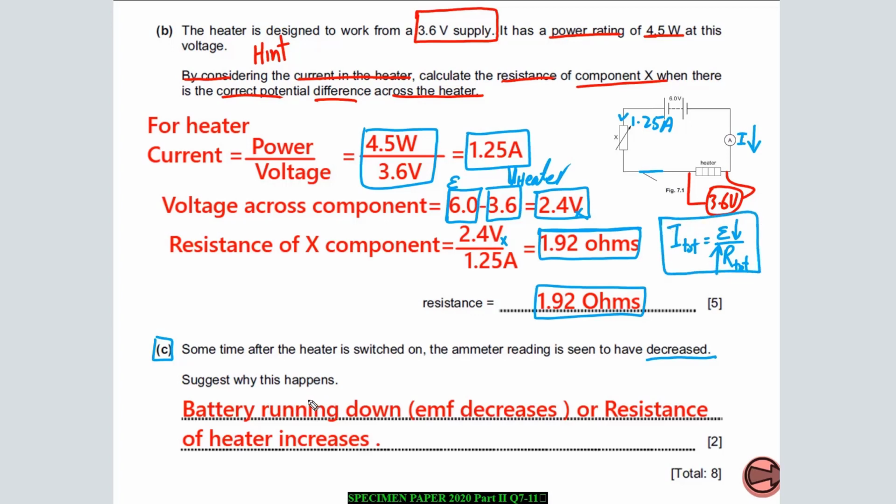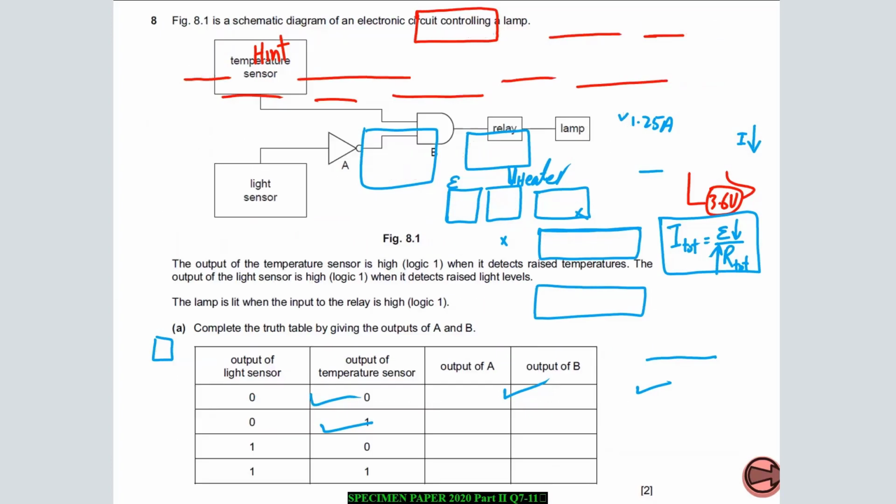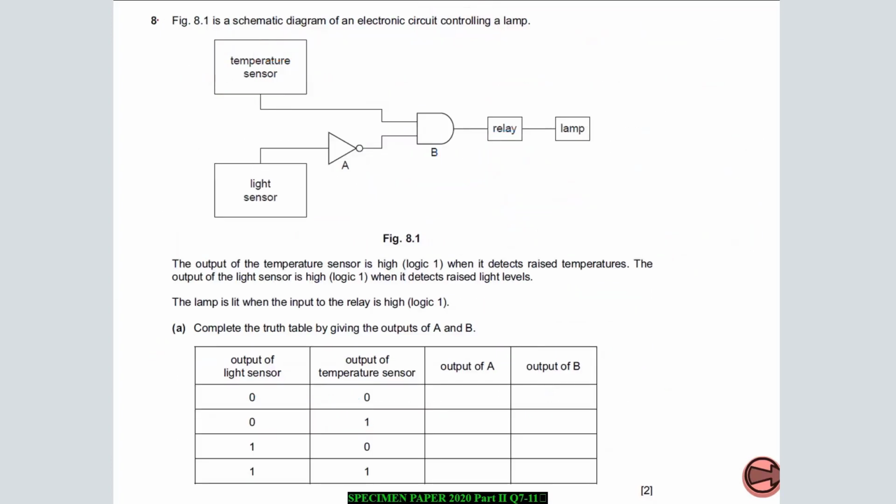So first thing, the battery running down means EMF decreases, as I mentioned here, or the resistance of the heater increases. That's all. This is how we can answer question number 7. Next one is question 8. It is a quite interesting question. This is based on logic gates.